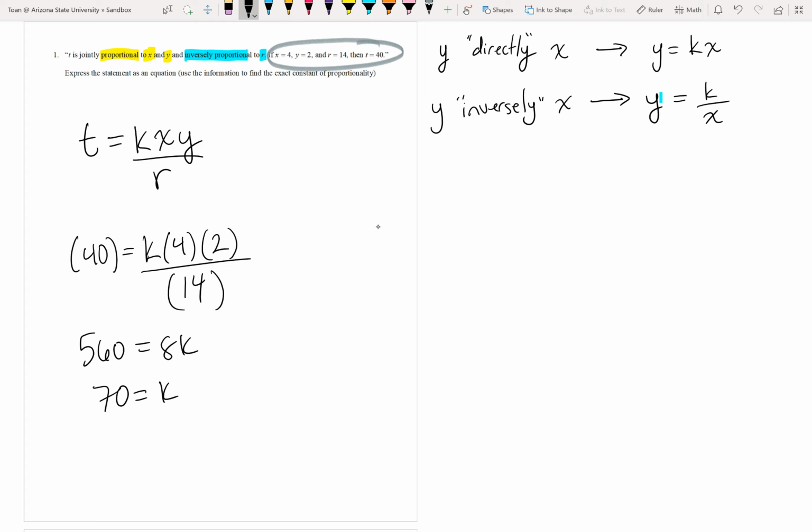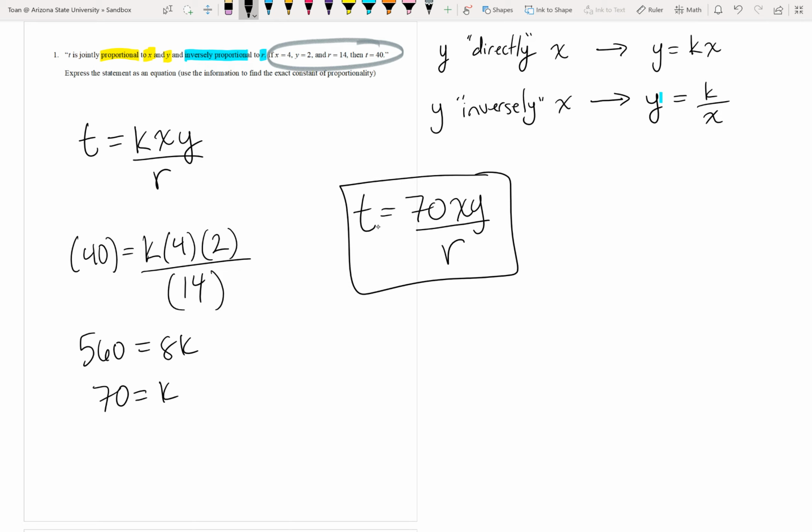So then all you have to do is write what I call the complete equation. The complete equation is the proportionality equation that you set up with everything staying as variables except for the k that you solve for. So my final answer would have been t equals 70xy over r. So that's how you do proportional equations.